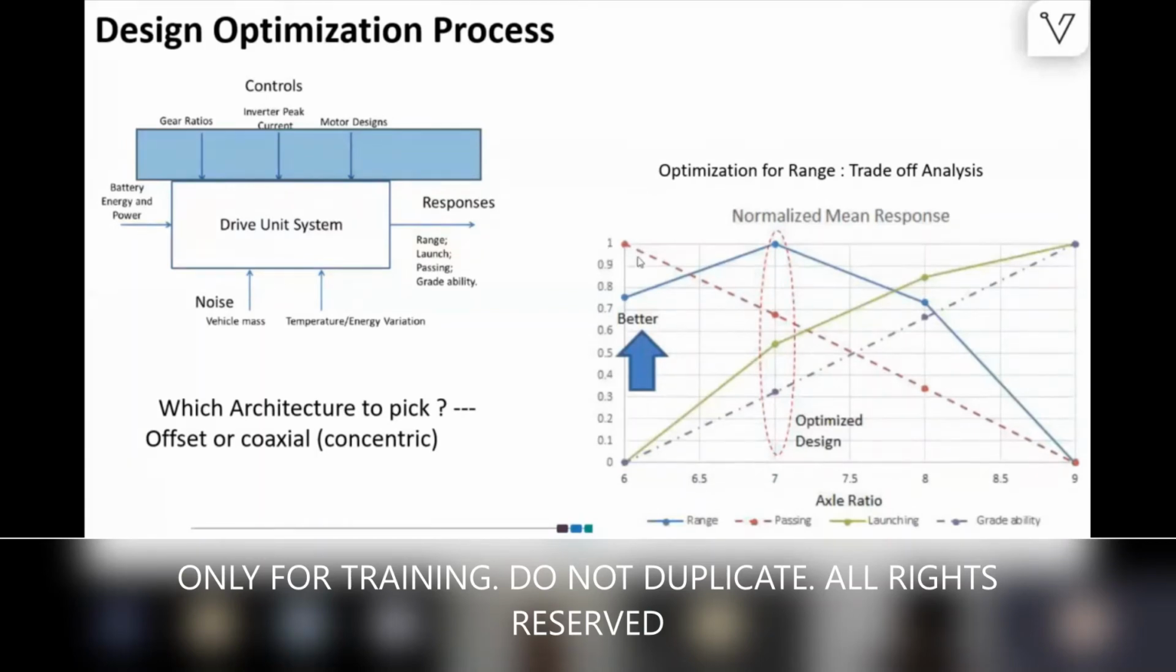One is better. We can see the range in blue color, which is better when we pick, say, 7:1 as the gear ratio. Now if we want better acceleration, say launch, we can see 9 may be better. So this is a trade-off optimization, a trade-off analysis that you can do. You may have different influencing parameters that you can include in this study.